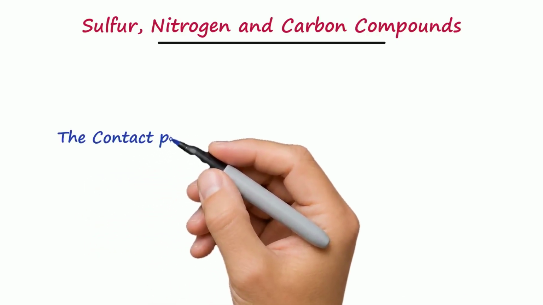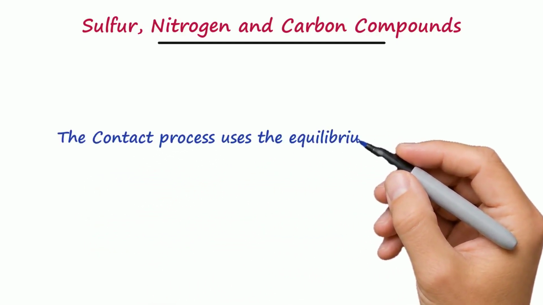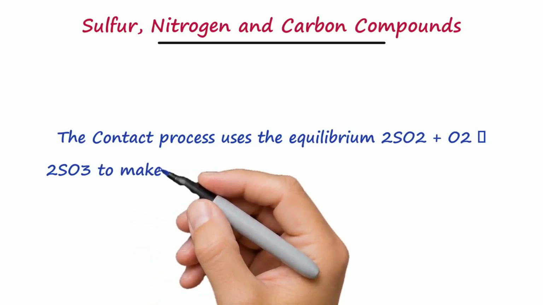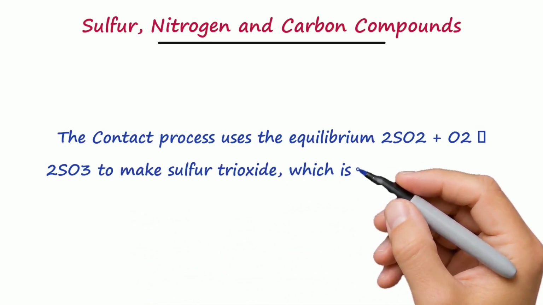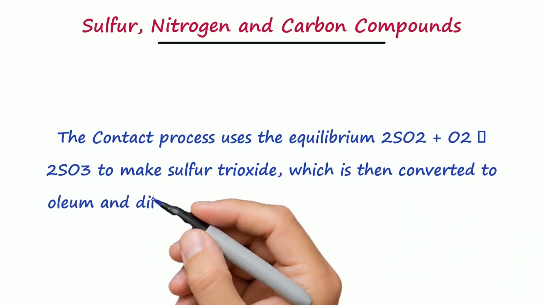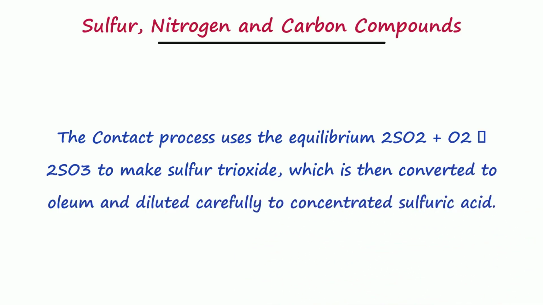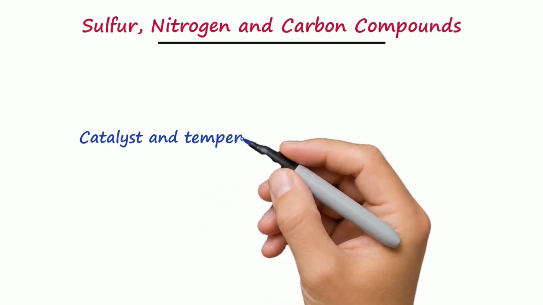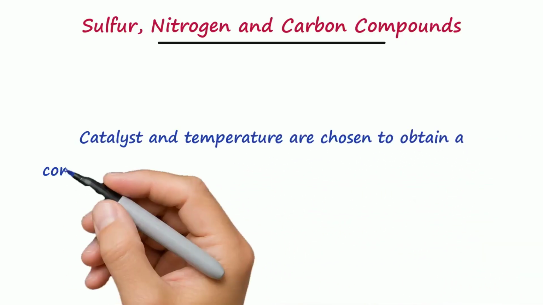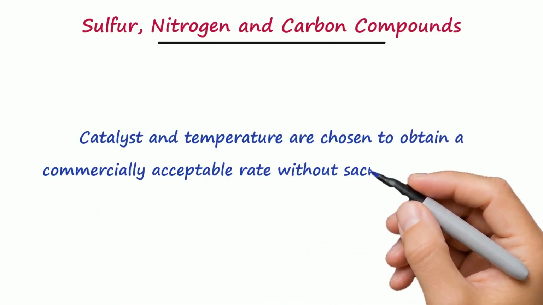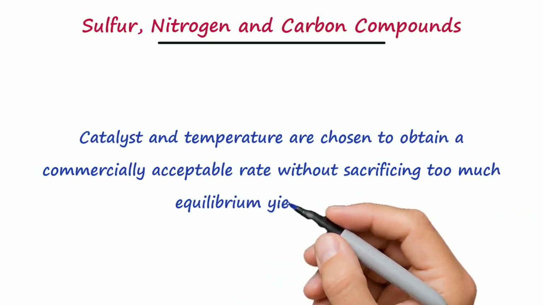The contact process uses the equilibrium 2SO2 plus O2 to 2SO3 to make sulfur trioxide, which is then converted to oleum and diluted carefully to concentrated sulfuric acid. Catalyst and temperature are chosen to obtain a commercially acceptable rate without sacrificing too much equilibrium yield of SO3.